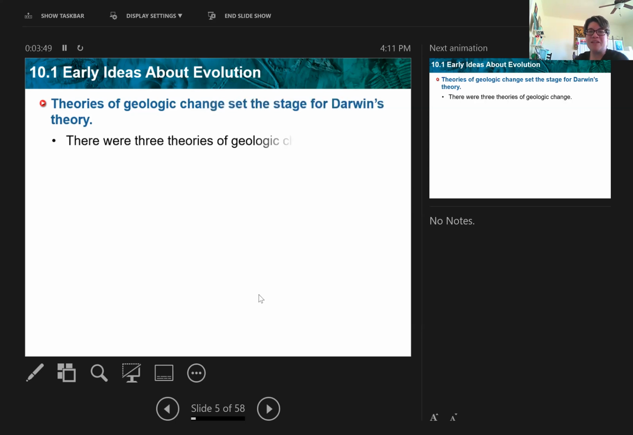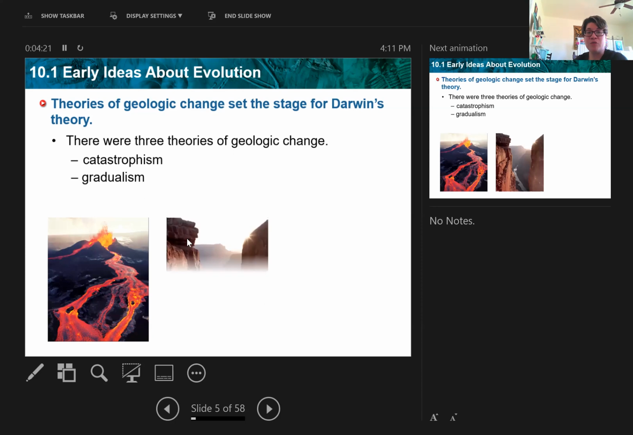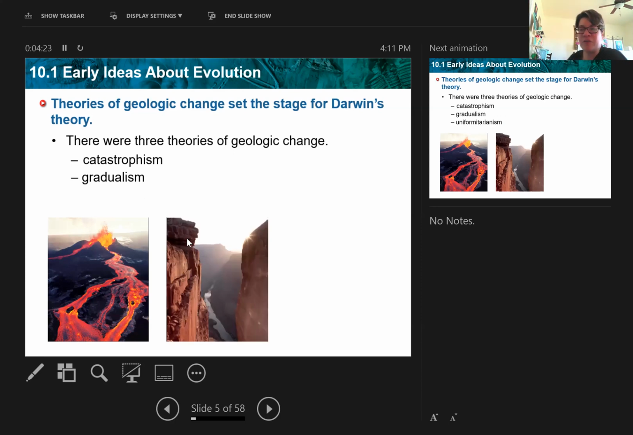So that all set the stage for Darwin, but there were also some things happening in geology. There were some ideas of how geologic forms change, like volcanoes. Those are known as catastrophism because they happen all at once and cause huge changes. Like when I was in Hawaii and a volcano erupted over the road, and so then all the maps were wrong. So that would be catastrophism. It causes huge changes really fast. Gradualism is more slow changes. So this is like the Grand Canyon with the Colorado River, and that caused erosion over a long time period. So that would be known as gradualism.